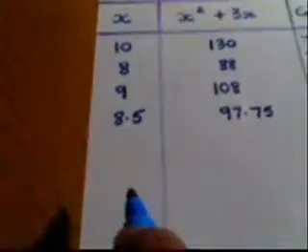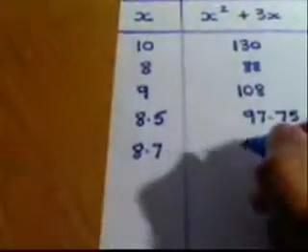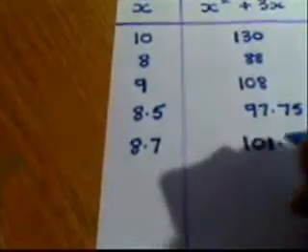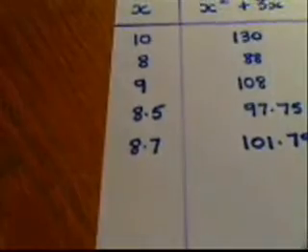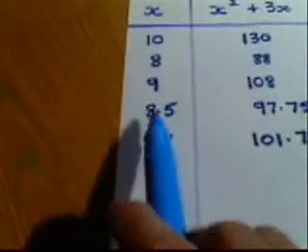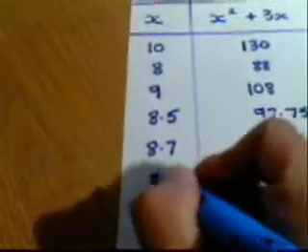Not quite sure what it is, so I'm going to go for 8.7, work through that with my calculator, and I get 101.79, which is too high. So I now know my answer, this time getting closer, lies between 8.5 and 8.7, so let's go for 8.6, and that will give me a value of 99.76, which is too low.